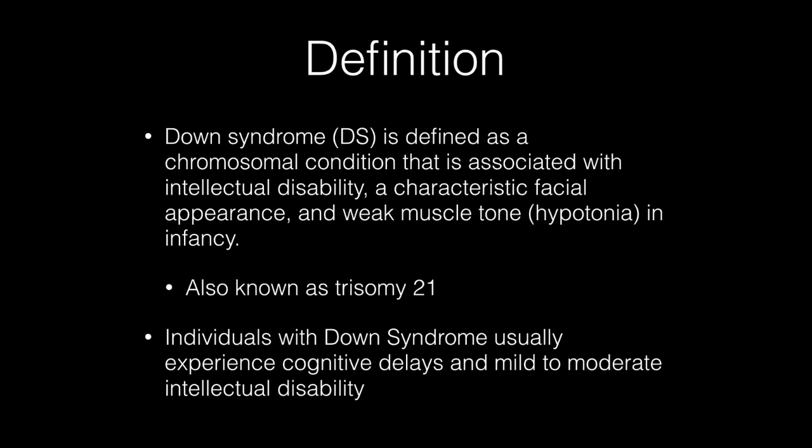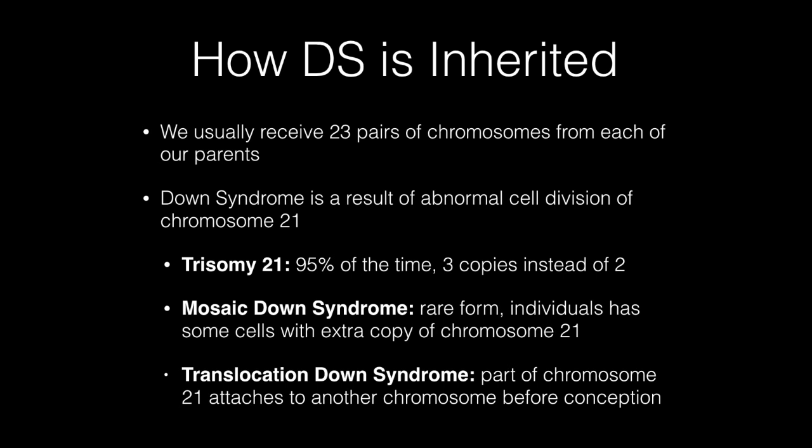Individuals with Down syndrome usually experience cognitive delays and mild to moderate intellectual disability, but it varies among different individuals. Normally, we inherit 23 chromosomes from our mother and 23 chromosomes from our father, but Down syndrome is a result of the abnormal cell division of chromosome 21. There are 3 possible genetic variations that can cause Down syndrome.